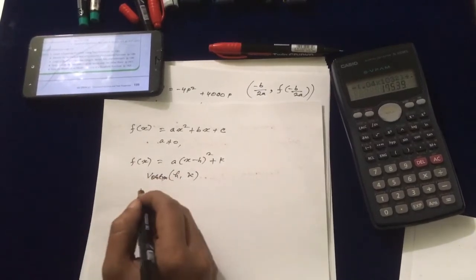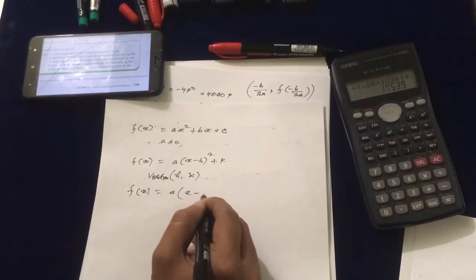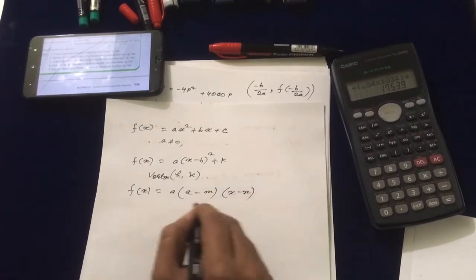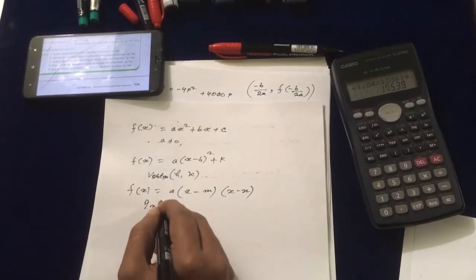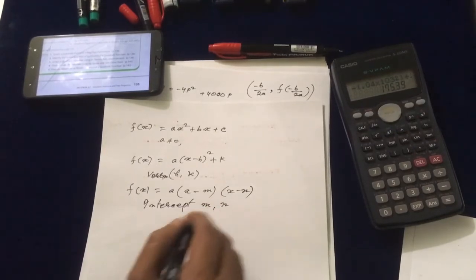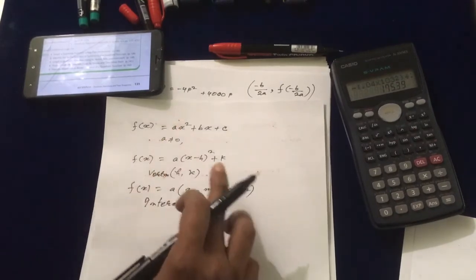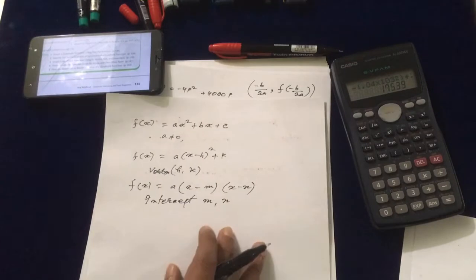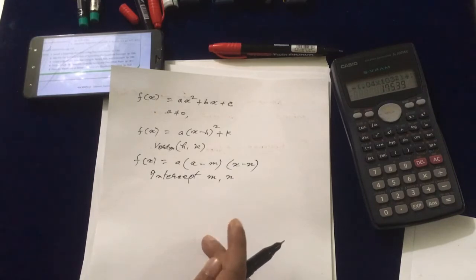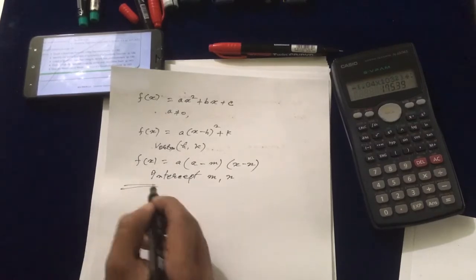There is another form that is called intercept form, and that equals a into (x minus m) then (x minus n). This is called intercept form. And (m, n) are the x-intercepts. This is the standard form, this is the vertex form, and this is the intercept form. So there are 3 forms here, and this is how to identify the quadratic function.